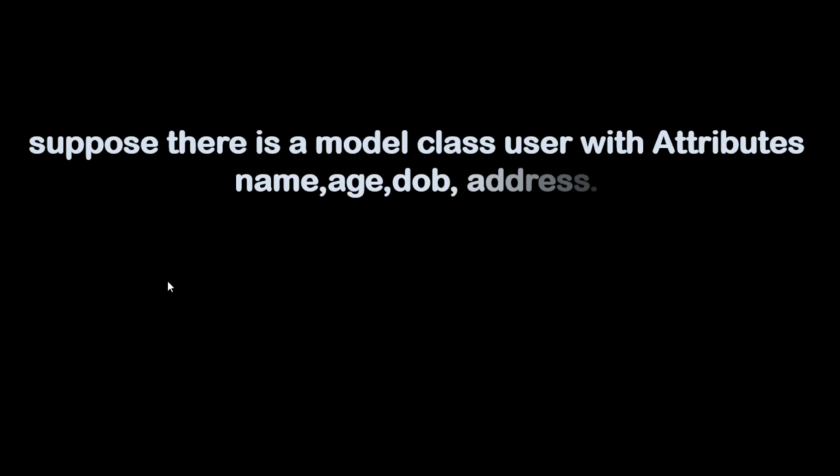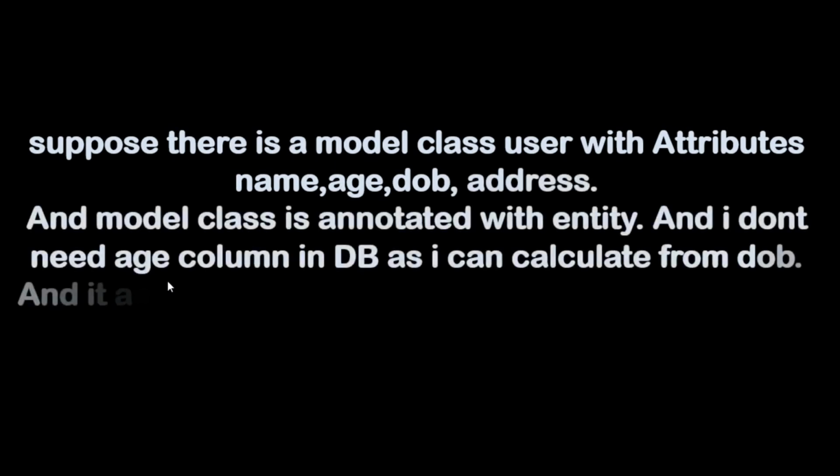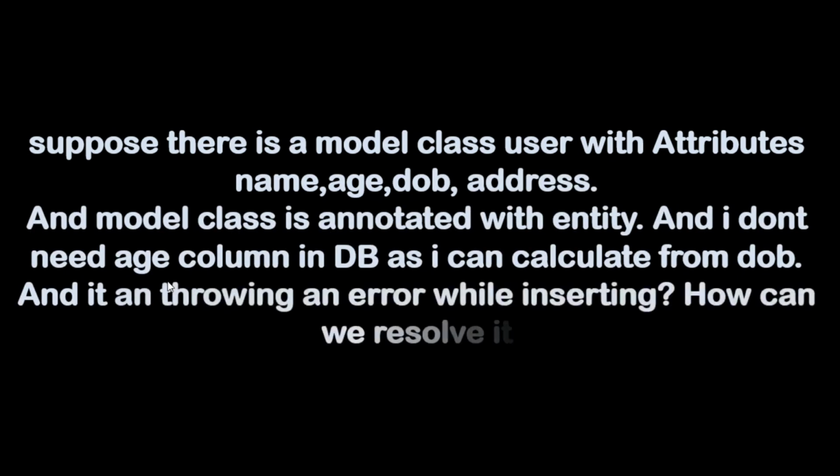So the next question here is: suppose there is a model class User with attributes name, age, DOB, address, and the model class is annotated with @Entity. I don't need the age column in DB as I can calculate it from DOB, and it is throwing an error while inserting. How can we resolve it? Ideally, if we don't want to store age, we can use an annotation called @Transient. Making use of @Transient will resolve this issue.